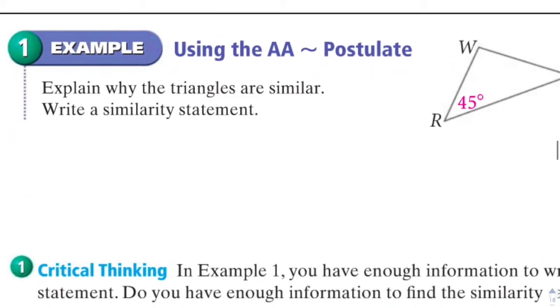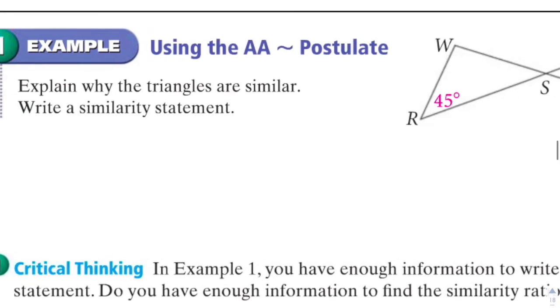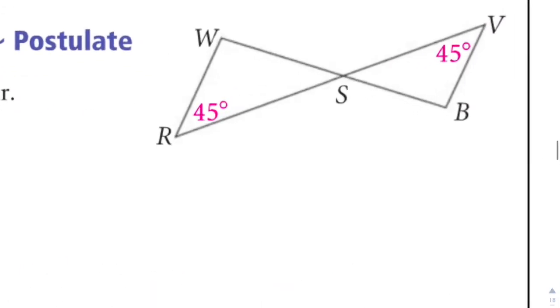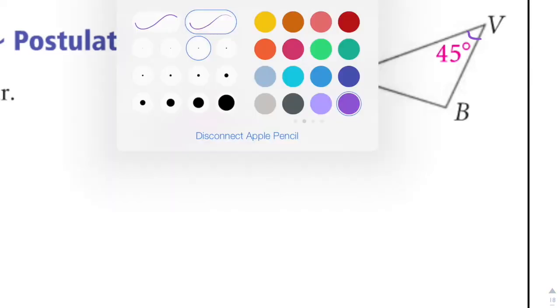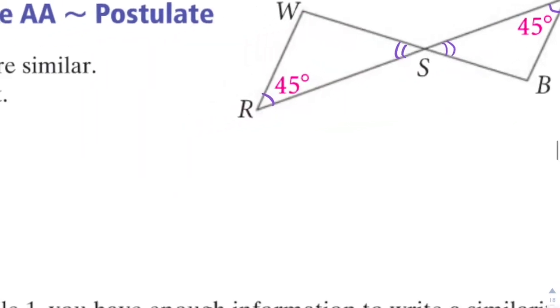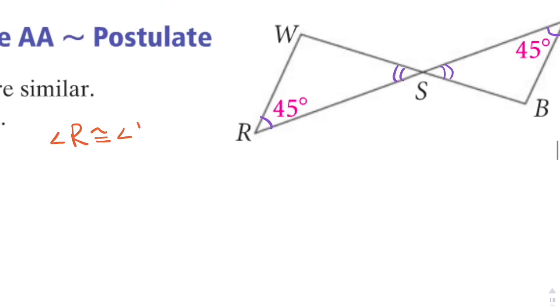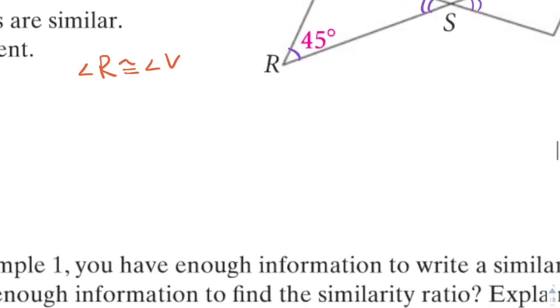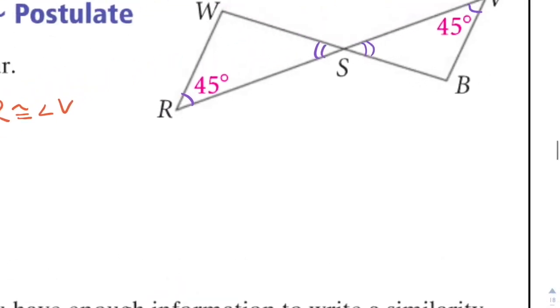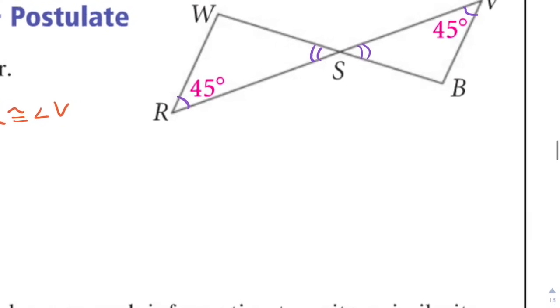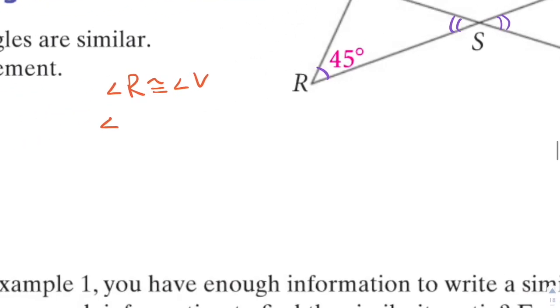Here in example 1, we're going to use the AA postulate. So here we have an angle, A. Here we have 2 angles. Here, by the vertical angle theorem, we also have another set of angles. So what I'm going to state here is that angle R is congruent to angle V, and angle, let's call it WSR.